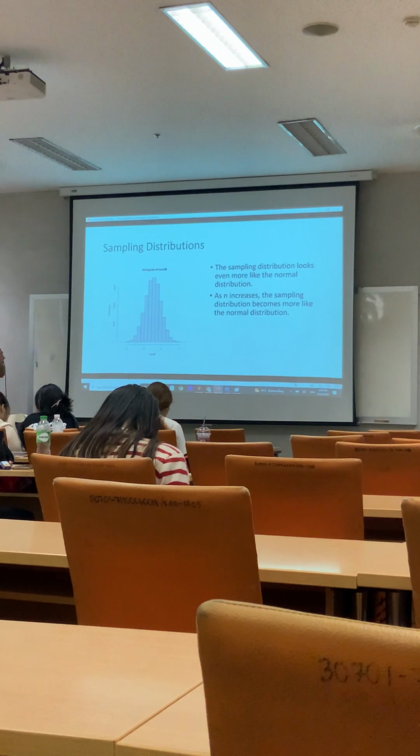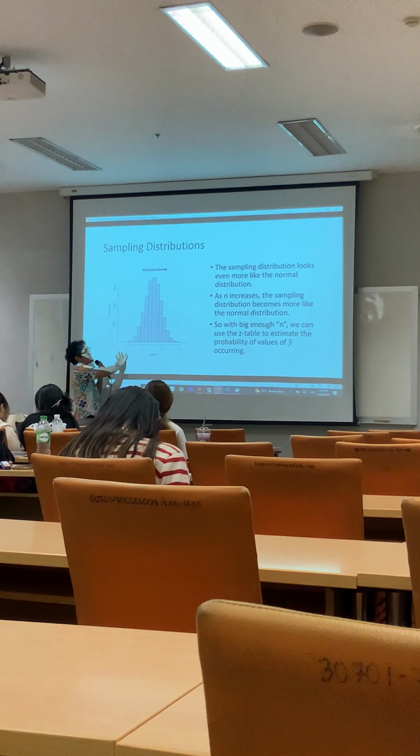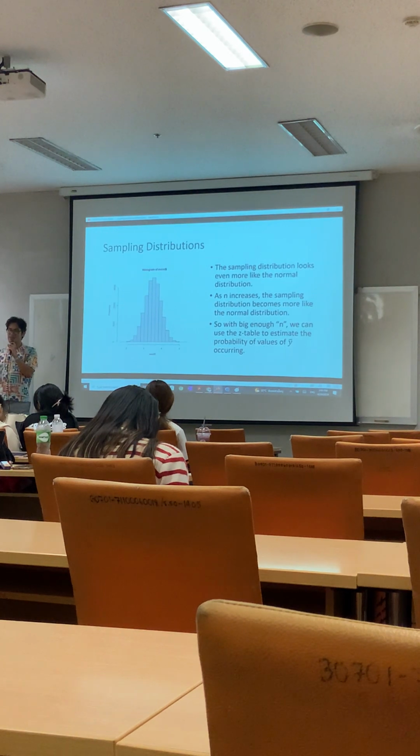Okay, this is important. So as n increases, the sampling distribution becomes more like the normal distribution. Okay? With big enough n, because it's a normal distribution, in order to find the probability of a normal distribution, you can use a Z table. So this is a powerful tool in statistics because it doesn't matter what population you're interested in. It doesn't matter what the distribution of the population is, but if you calculate something like a sample mean, it always has a normal distribution.